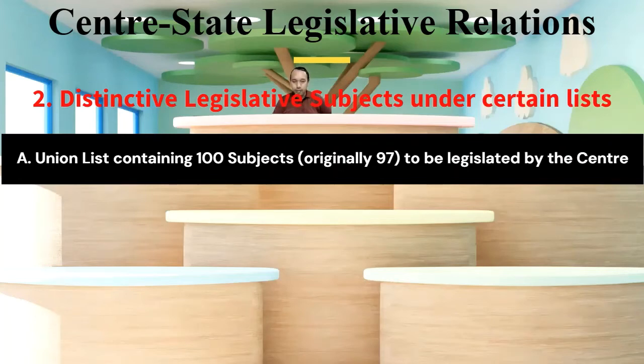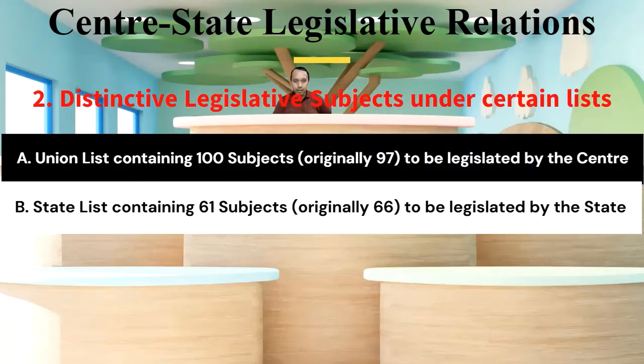There is another list called the state list. It now consists of 61 subjects. Originally there were 66 subjects, so the subjects have been reduced to 61 now. States have the exclusive right to make legislation over these subjects. This includes common subjects like public order, police, public health, sanitation, agriculture, local government, fisheries, market, theatres, and so on.